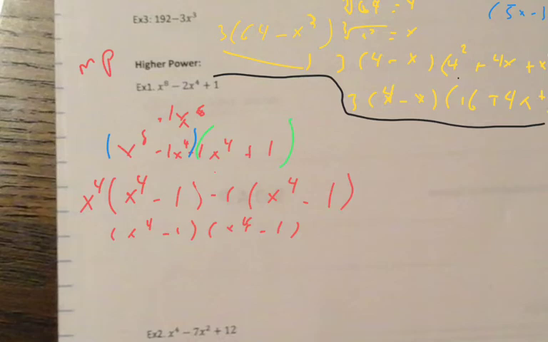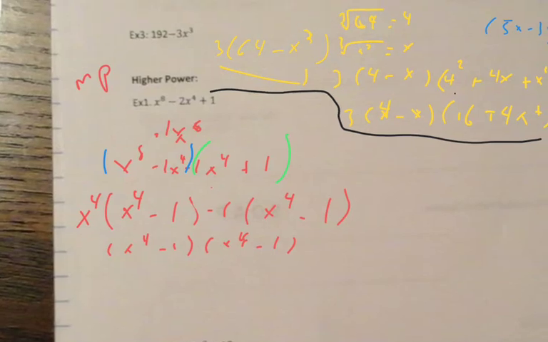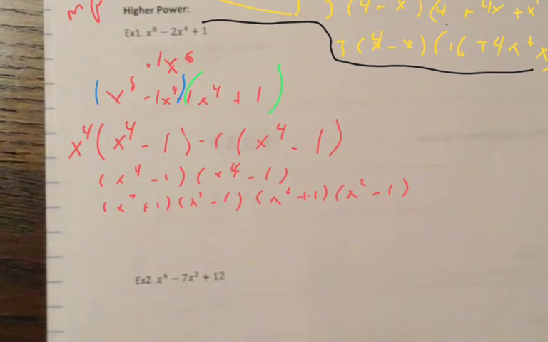So now we have x to the 4th minus 1. This is the difference of two perfect squares, so we can factor this as x squared plus 1 times x squared minus 1. Move this down just a little bit. And we still have some factoring to do, because x squared minus 1 is a difference of perfect squares.